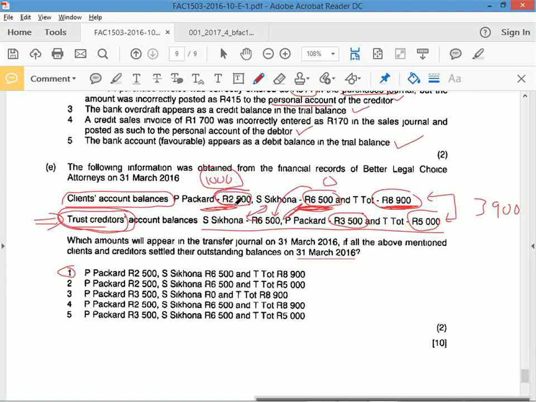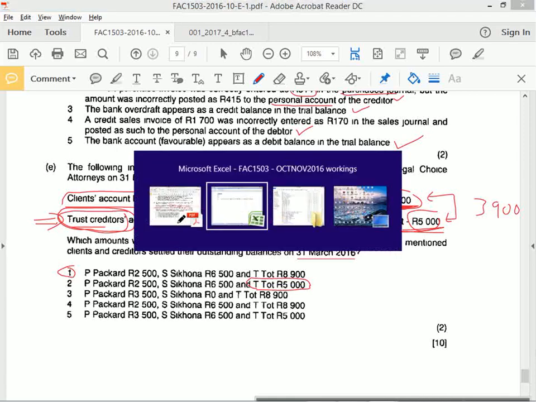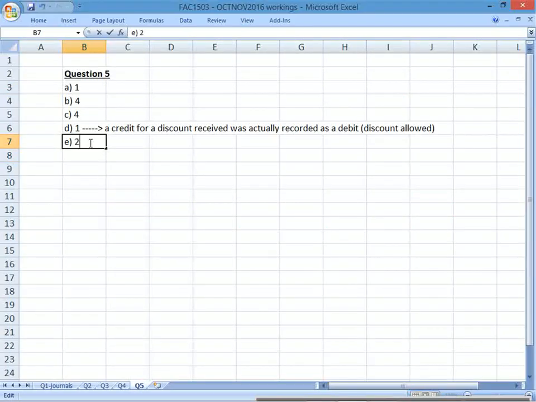Okay, P. Their client balance is 2,500. What are you going to transfer? 2,500. Okay. Oh, T though actually. T is actually the other way around. Okay, they have more in their account than this. So they would only transfer 5,000. Just be careful with that. Okay, so we're transferring from their client account to cover their creditors. Okay, so option 2 there, not option 1. Okay, transferring funds from one account to another.